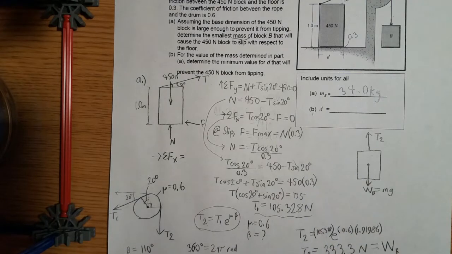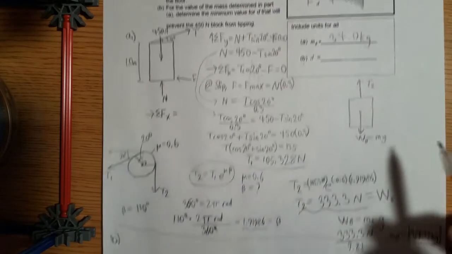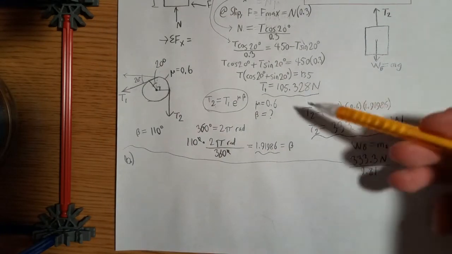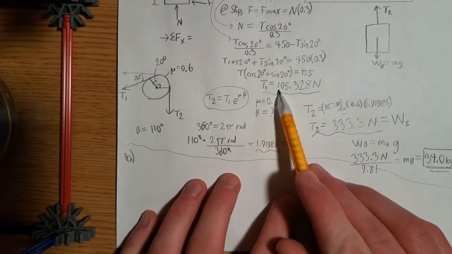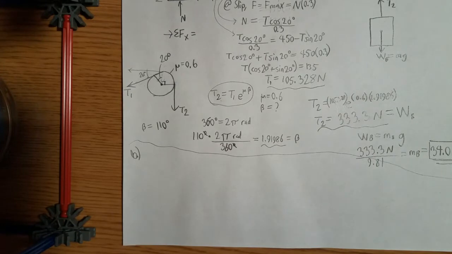This is something where if you're in the exam and you couldn't solve for part A and you have maybe 20 minutes left, 15 minutes, and you know you can't solve for part A, you're just stumped on that, go ahead and just pick an arbitrary value for your weight. We don't have to because we know what our weight and our tensions are. Our tension we got is 105.328 newtons.